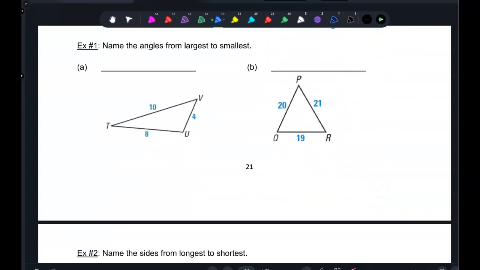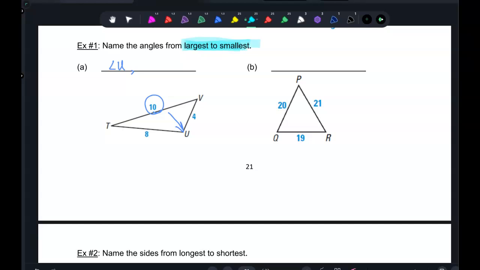All right. So we want to name the angles from largest to smallest. Okay, so let's start with the largest. What's the largest side? TV, which is 10. So what angle is opposite? U. So angle U. We're going to put it first, since we're doing biggest.